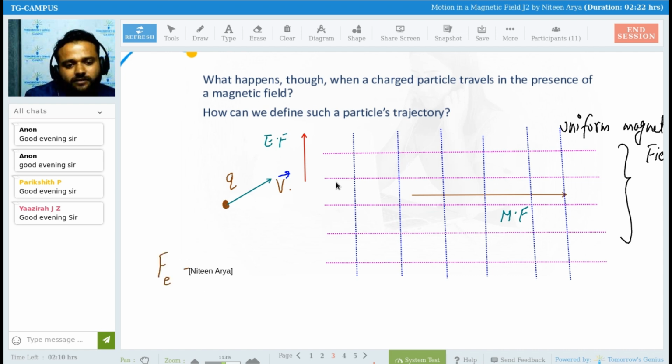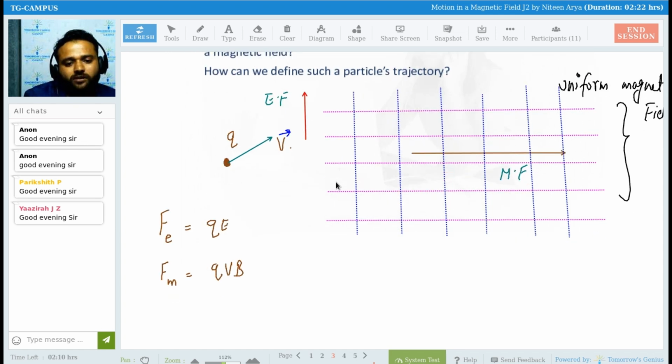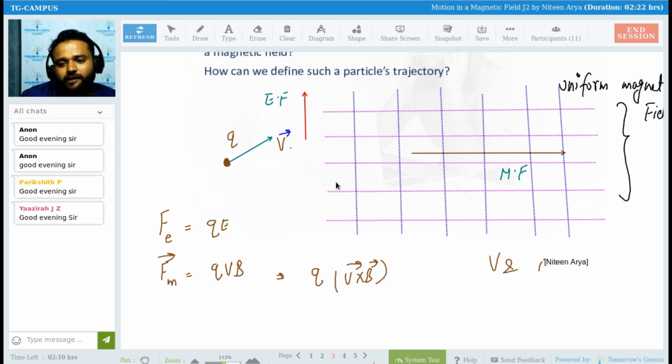So the first force is electric force, or you can say QE. That doesn't deviate the path. But this one, magnetic force, which is QVB, deviates the path. Why so? Because this force is not simply this, but the magnitude is Q V cross B. So obviously this gives some direction. I am not saying that V and B are perpendicular, okay. In this case, what happens if V and B are perpendicular?